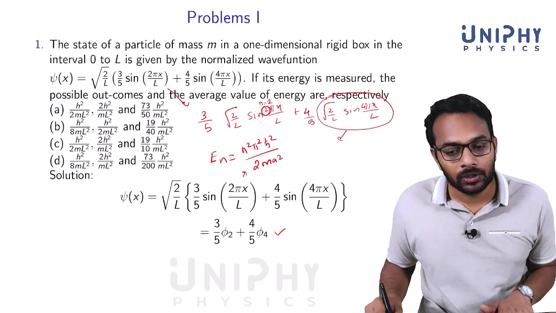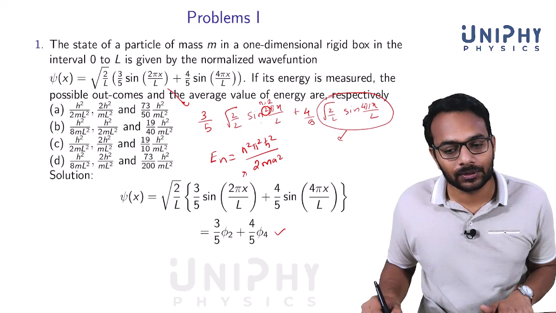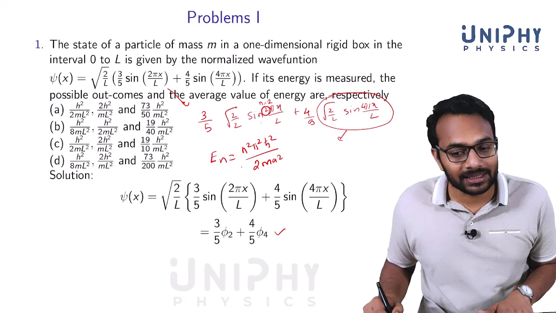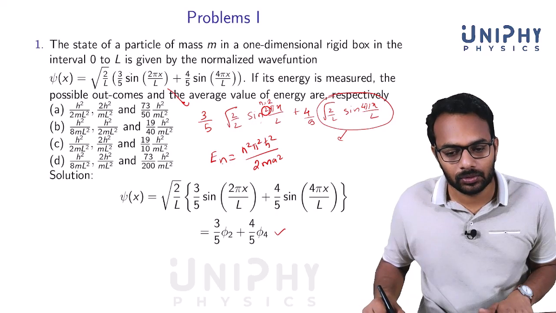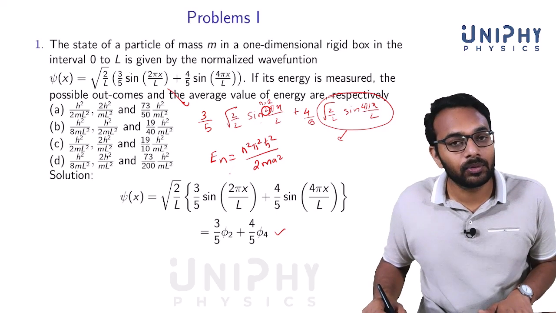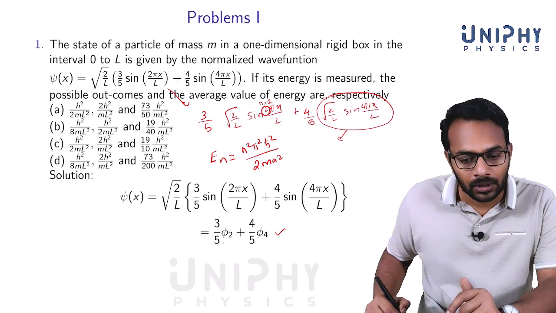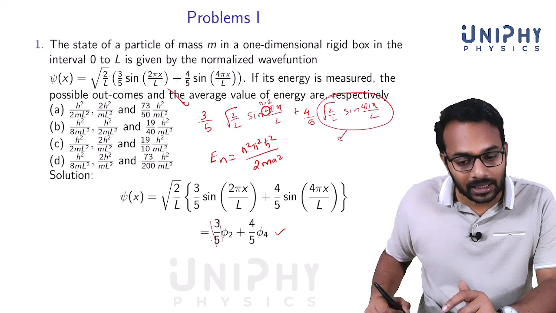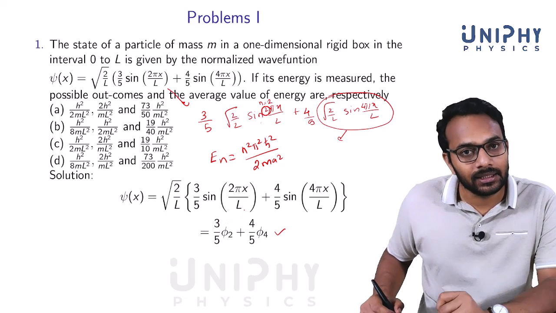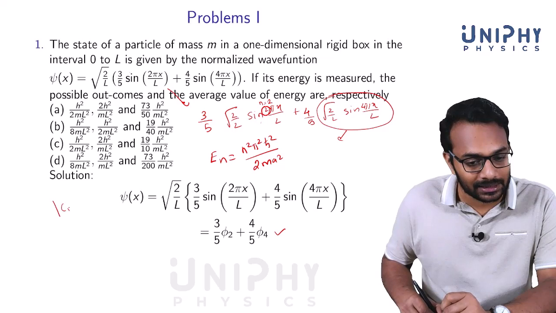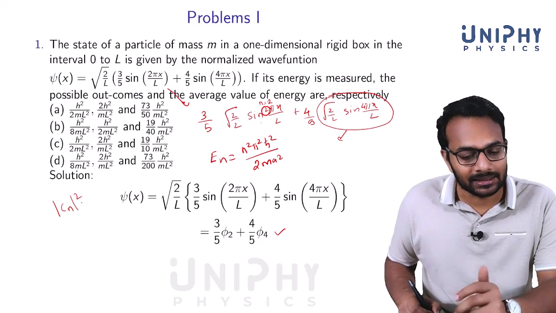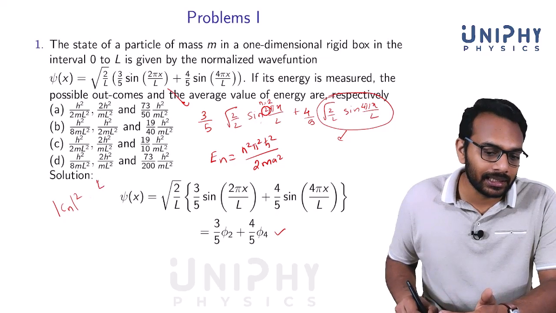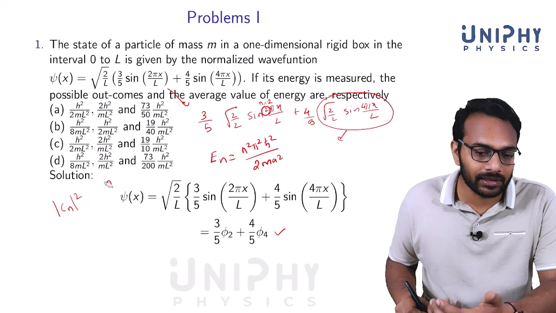So that would be 2 square, so it's 4 pi square h cross square divided by 2ma square. Alright, what's the probability for measuring a value E2? Let's say E2, you put n equal to 2. We know that it's the modulus square of the corresponding expansion coefficient. We have already said that modulus Cn square is the probability for measuring an energy eigenvalue En. We have already said these things.